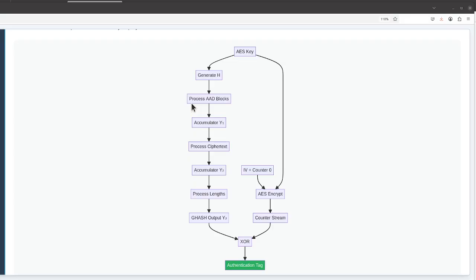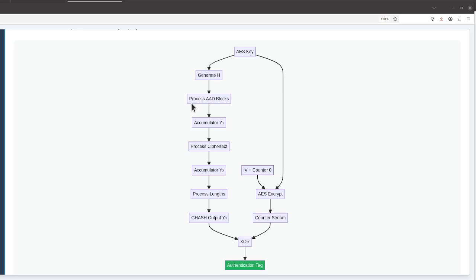The final step XORs the GHASH output with an encrypted counter block, producing the authentication tag that gets sent with the message. The security of GHASH comes from the secret key H and the properties of galois field multiplication. Without knowing H, an attacker cannot compute valid tags. The galois multiplication ensures that changing any input bit changes the output unpredictably, making forgery extremely difficult.